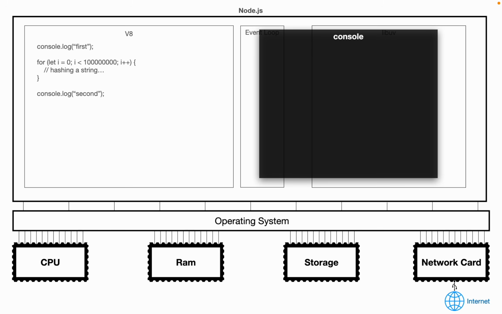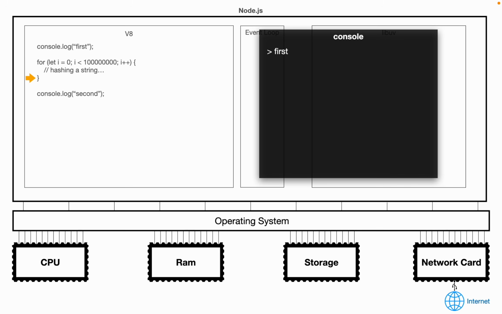So here's what's going to happen. It's going to start from the top, see the console log, and log first onto the console. Then it's going to move into the for loop. Now this for loop is going to run for about 100 million times. It's a huge for loop that's going to probably take a couple of seconds or a couple of minutes to complete. Just imagine that inside of this for loop there might be some calculation that takes some amount of time, maybe hashing a string or modifying a string, it really doesn't matter. The point is that this for loop is going to take a while to complete.